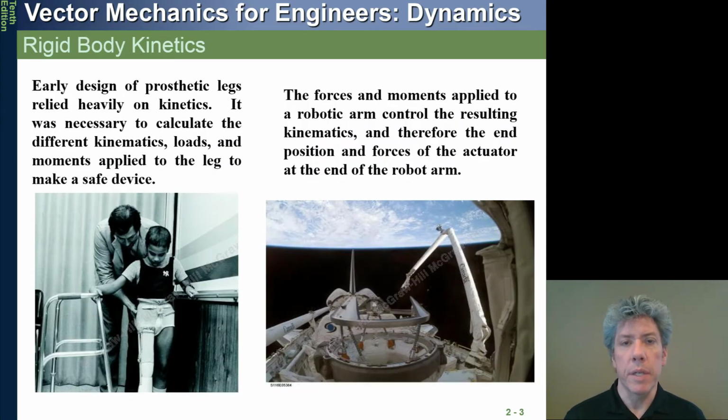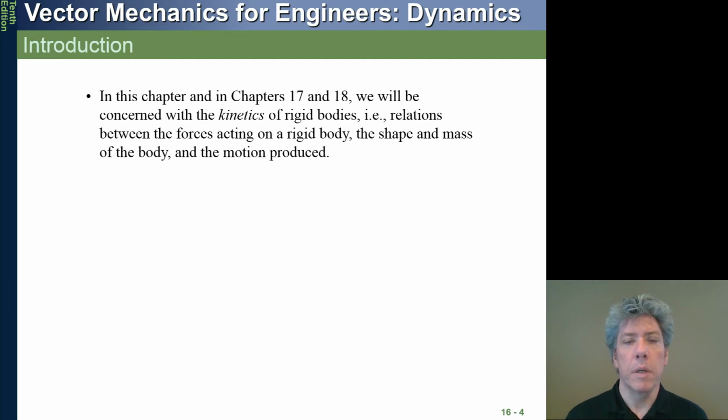In kinetics, there's many reasons for studying kinetics, but here's two examples. For prosthetic legs, for example, it's important that initial design rely on kinetics so that the device can be safe. If you think about a robotic arm moving an item in space, kinetics are important there because we're interested in forces and how they affect bodies. So in this chapter and in the subsequent chapters, we're concerned with kinetics. So we're really interested in not just how motion progresses and studying the motion itself, which was the previous chapter, but now we're interested in what causes that motion, what changes the motion.